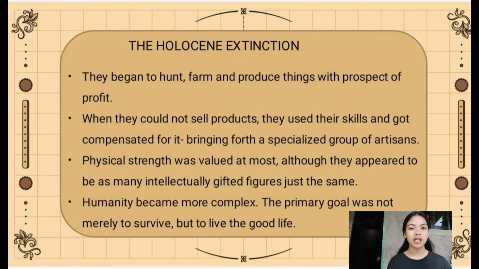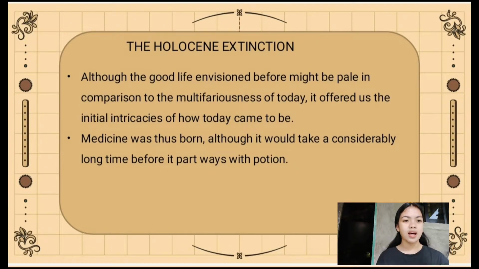So, as what I have said earlier, they're not just hunting or producing things to provide their needs, but to also have a good life na. Not just to survive, but to have a good, comfortable, and easier life. Although the good life envisioned before might be pale in comparison to the multifariousness of today, it offered us the initial intricacies of how today came to be.